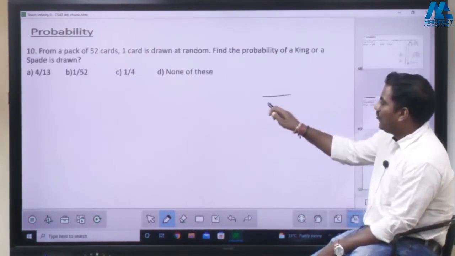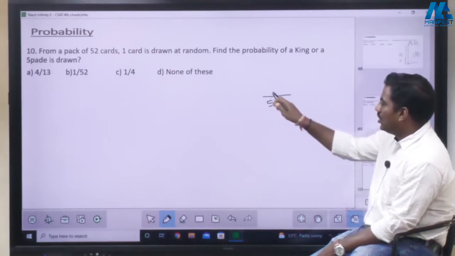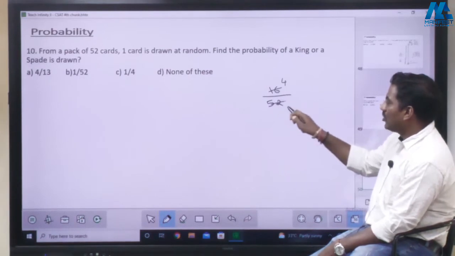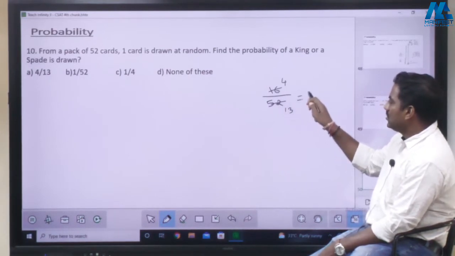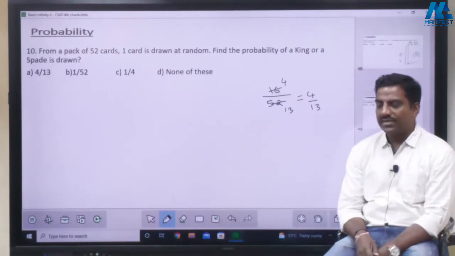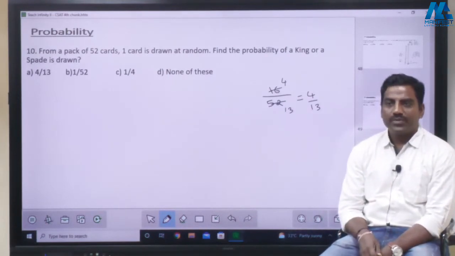So number of possibilities is 52. Among them 16 are the favorable possibilities. 4 4s are 16 and 4 13s are 52. So the answer is 4 by 13. Done. Cool.